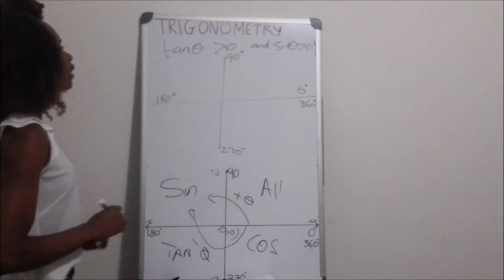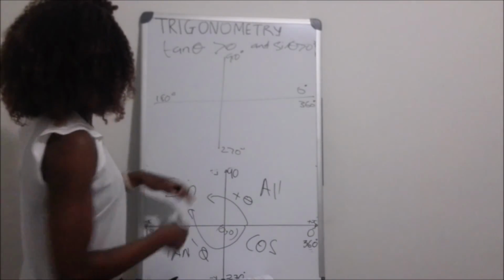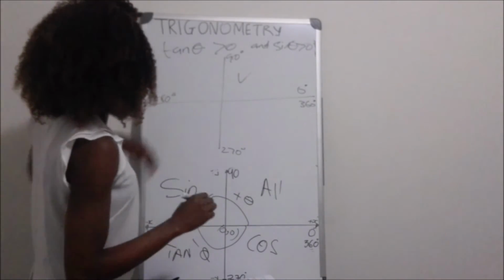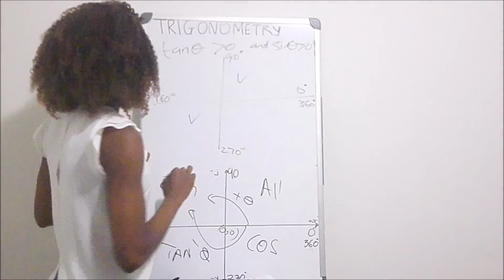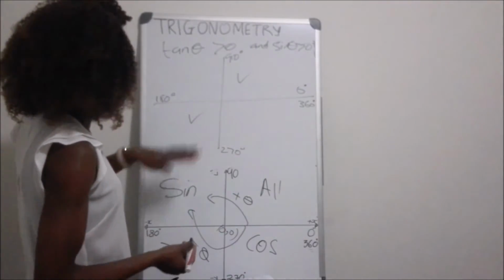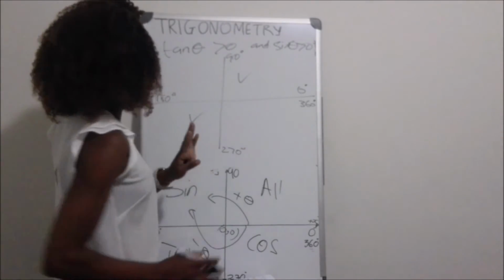Then let's look at tan theta is greater than 0. Tan theta is greater than 0 in the first quadrant, not in the second quadrant, because only sine is positive here. In the third quadrant, yes, because tan is positive in the third quadrant. In the fourth quadrant, no.